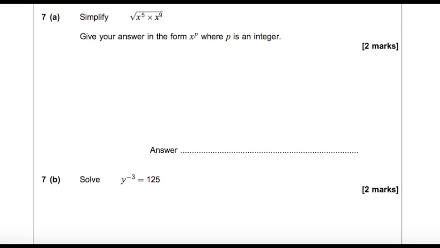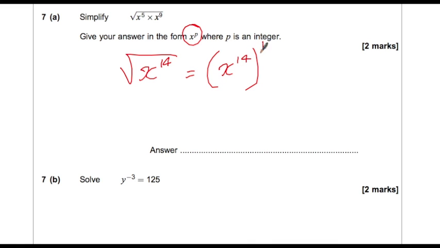Right, question 7, simplify this. We want to give your answer in the form x to the power of something. Inside the square root we have to add the powers, so x to the 5 times x to the 9 is x to the 14. And then square root is the same as saying to the power of a half. So a half times 14 is 7, so that's x to the 7.